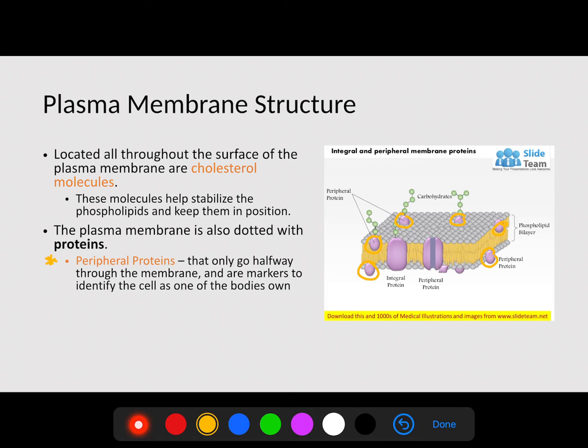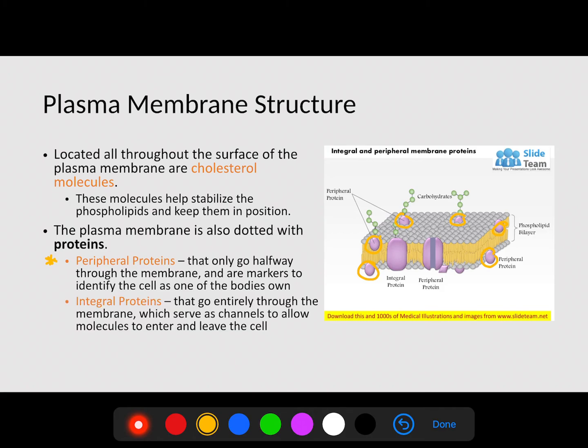Notice how they're just kind of on the outside. And these guys are markers to identify the cell as one of the body's own. So in other words, your body has a particular marker on it that your own immune system knows is not a foreign substance, and it won't attack it. Just like if you ever have to get an organ transplant, your body could potentially reject that organ because it senses it as not one of its own.